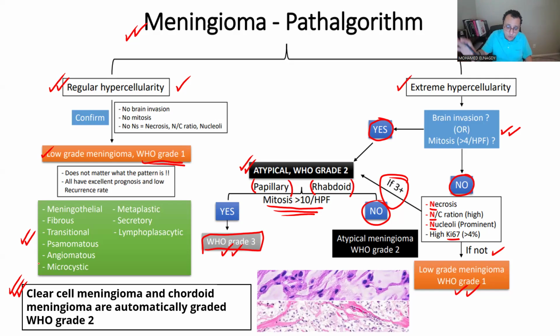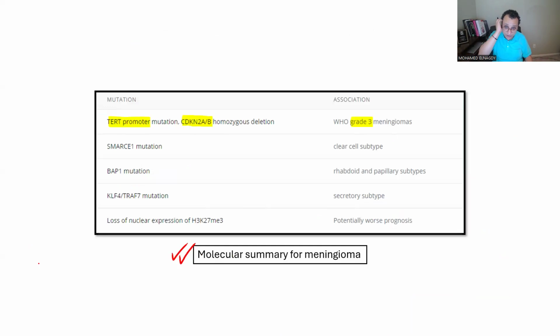So that's the path algorithm for the meningioma. I hope it helps. If you print this out and put it somewhere, it will help when you approach a case of meningioma. It's gonna be very nice.